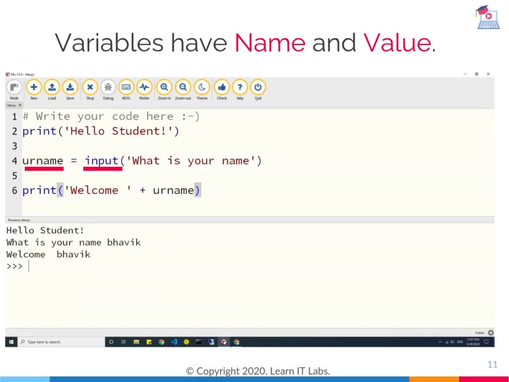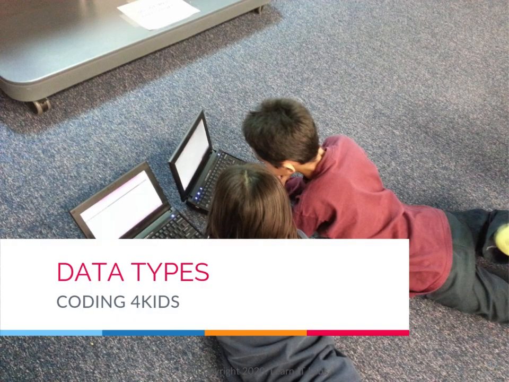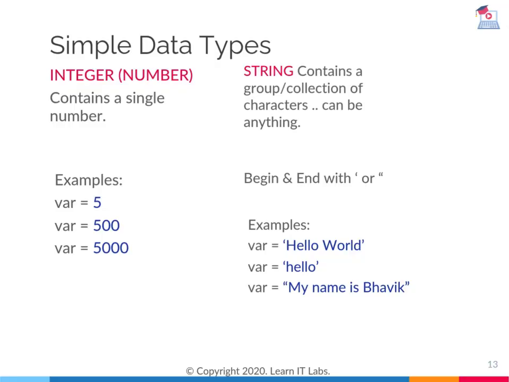Simple data types. Data is categorized into different data types. We are starting with the simple data types. The two simple types we'll cover today are string and integer. 1. String, str. A string contains a group or collection of characters. It can be virtually anything. You must begin and end a string with either a single quote or a double quote. Examples: var = "hello world", var = "my name is Barvik".